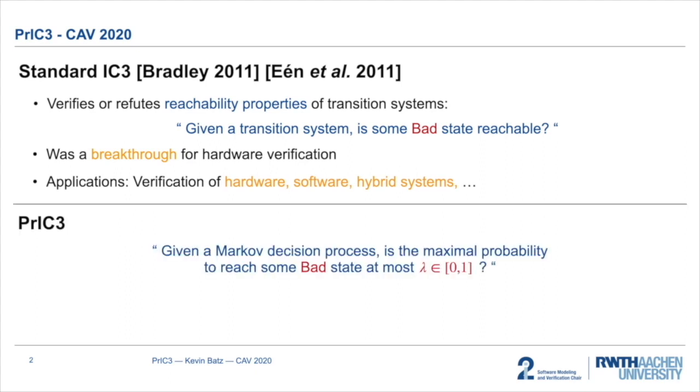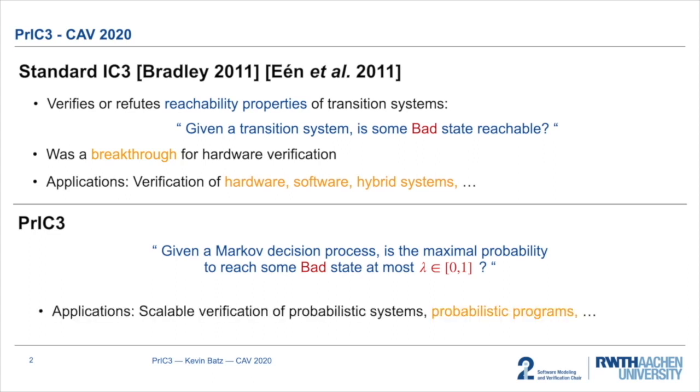So we developed PRICE3, which is an algorithm for verifying or refuting upper bounds on maximal reachability probabilities in Markov decision processes. Our goal is to provide the foundations for a scalable algorithm for the verification of probabilistic systems, and in particular of probabilistic programs.